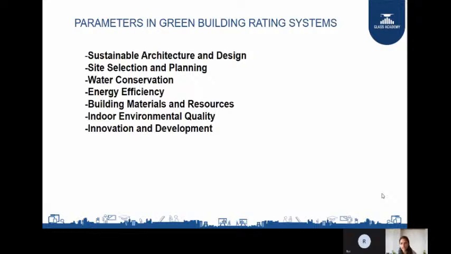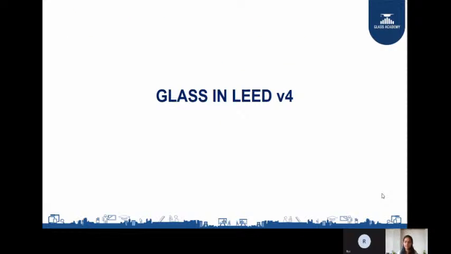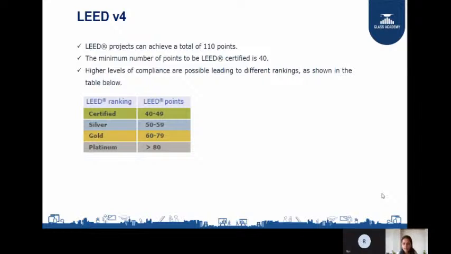Okay, so now we will see how high performance glazing will help you get points in green rating, and what is green rating, what is a green building, and everything.